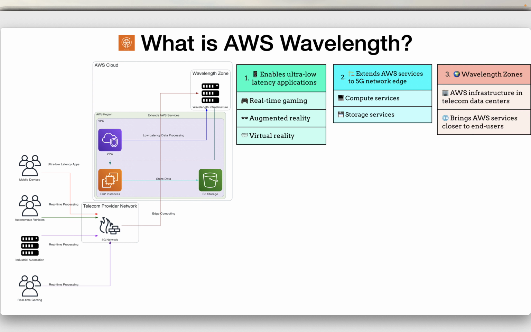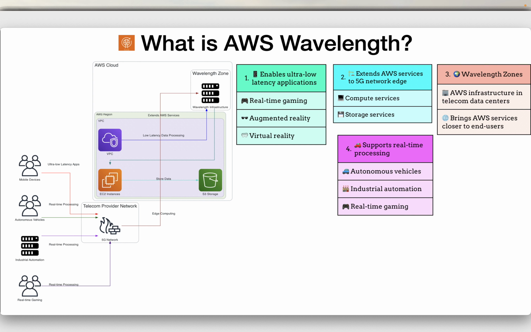Wavelength zones are AWS infrastructure deployments that embed AWS compute and storage services within telecommunications providers' data centers at the edge of their networks, bringing AWS services closer to end users. Wavelength is particularly useful for applications that require real-time processing such as autonomous vehicles, industrial automation, and real-time gaming, as it provides ultra-low latency and a connection to AWS services.